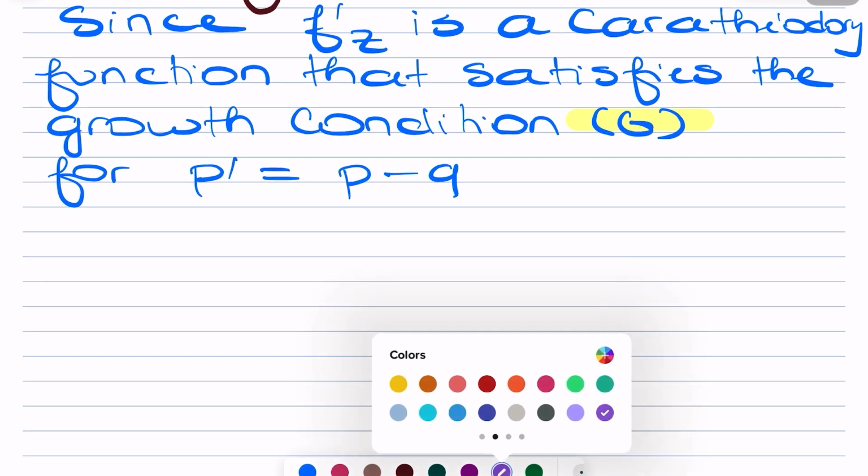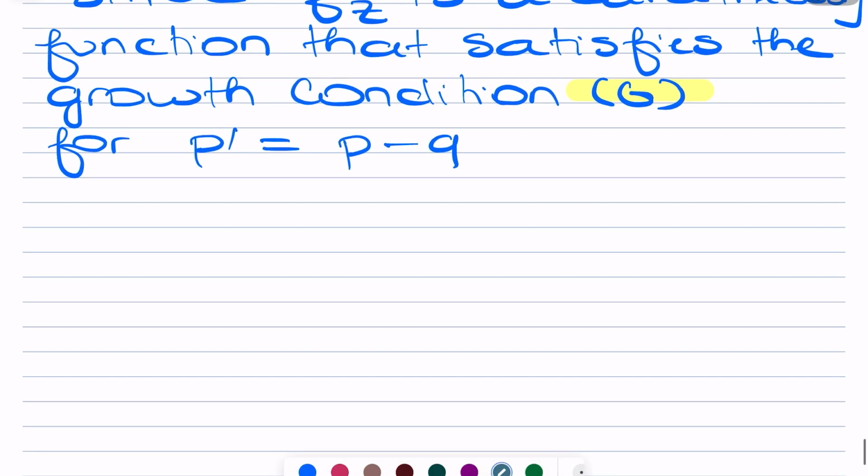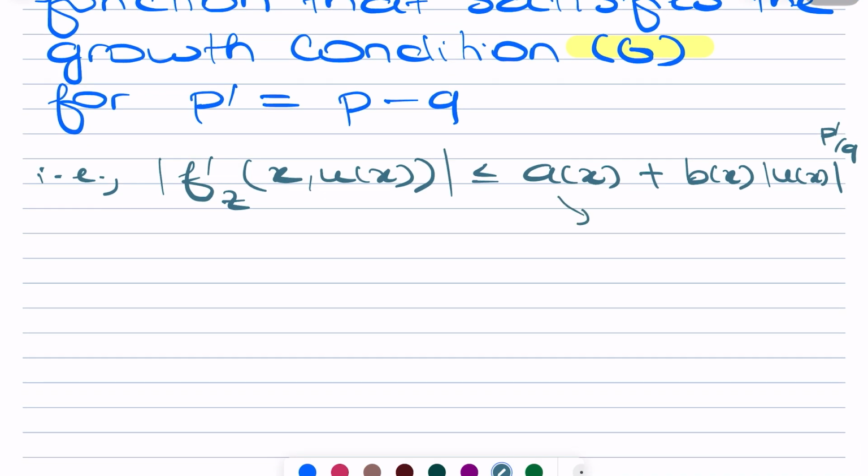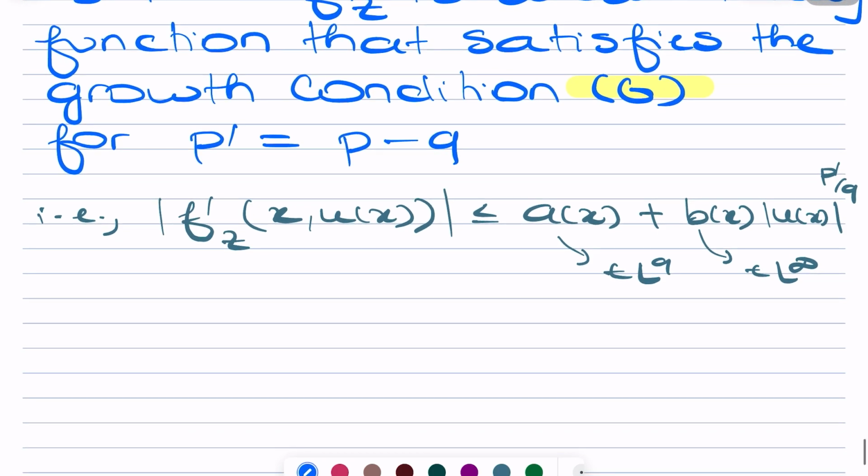Let me just recall what this growth condition will be. This means that f prime of z at x comma u of x, you can even put whatever you want there, is less or equal than a of x plus b of x times the absolute value of u of x to the power p prime over q, with a being a function in LQ that exists, by definition of the growth condition, and b is in L infinity.